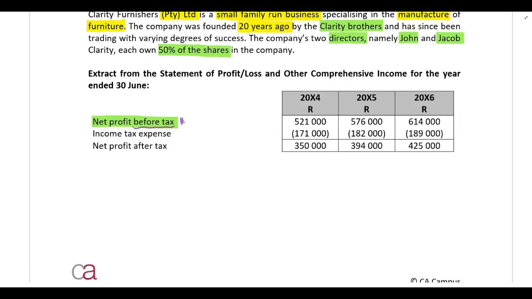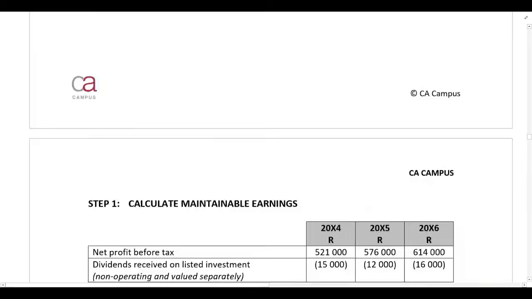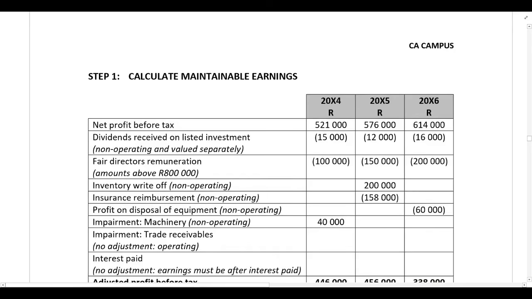We are trying to calculate maintainable earnings, so remember, maintainable earnings must be after interest and tax, and we are going to adjust for any unusual items, any exceptional items, anything that's not market related, and we will value all non-operating assets separately. So let's look at this calculation. In step 1, we calculate maintainable earnings. We perform the calculation for all of the years that are provided in the question. And remember, maintainable earnings is after interest and tax.